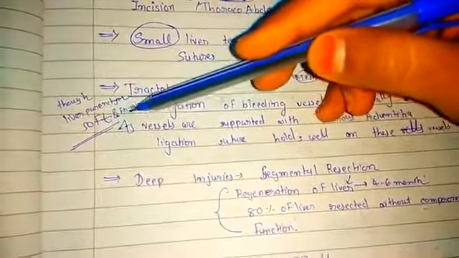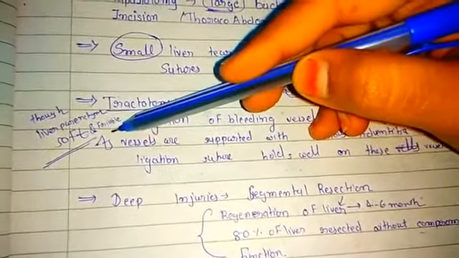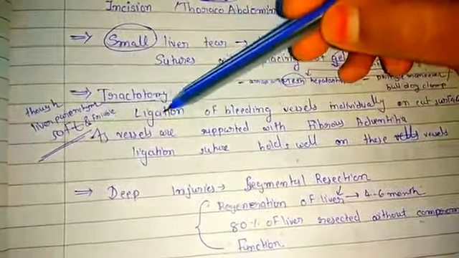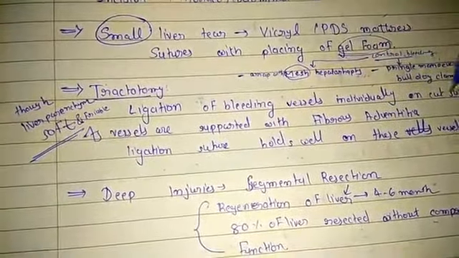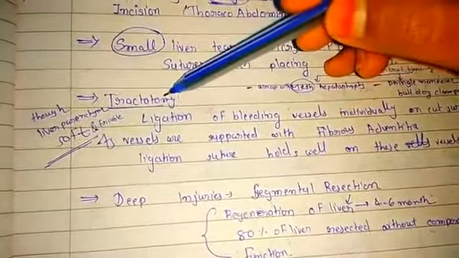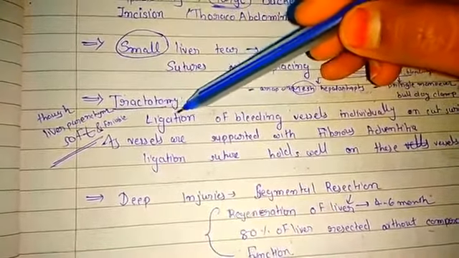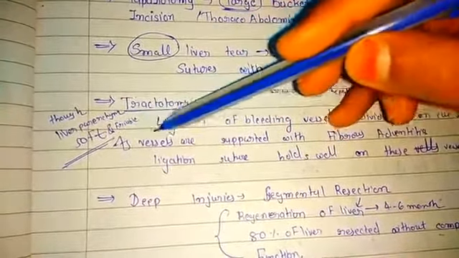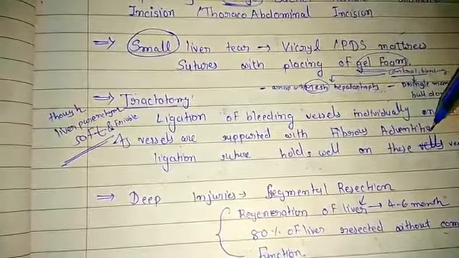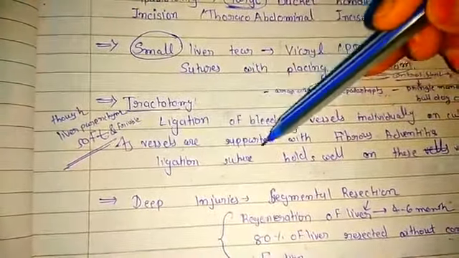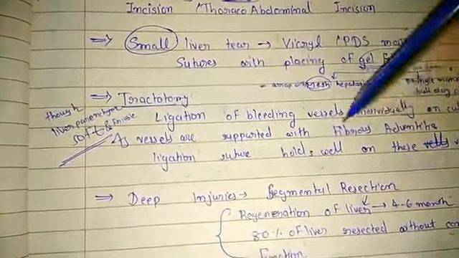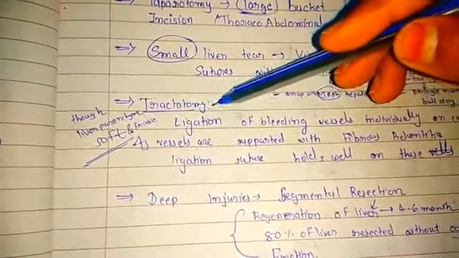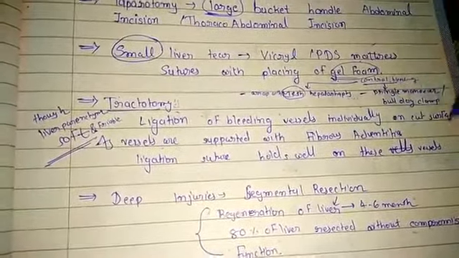The liver parenchyma is soft and friable, so the liver is very difficult to suture. The ligation of bleeding vessels individually on the cut surface is called tractotomy. Tractotomy works because the vessels are supported with fibrous adventitia. The liver parenchyma is soft and friable, but the vessels are supported with fibrous adventitia. If we ligate with suture through the fibrous adventitia, we can hold these vessels well, which is called tractotomy: ligation of bleeding vessels individually on the cut surface.